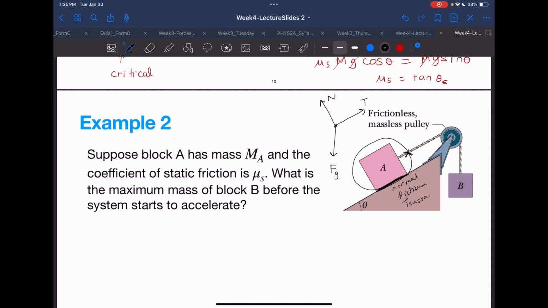And then finally we have force of static friction that is going to keep block A from accelerating up the ramp from the tension force. So force of static friction points to the left. The reason I labeled this as a force of static friction is we're trying to make mass B as large as we can before the system starts accelerating. So we're trying to max out this force of static friction by making mass B as large as we can.